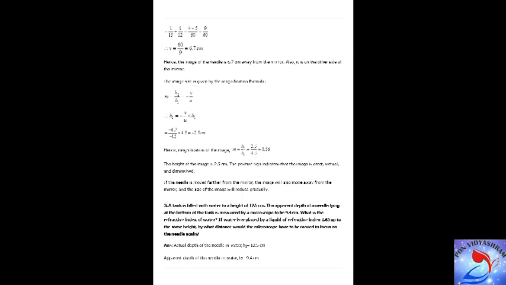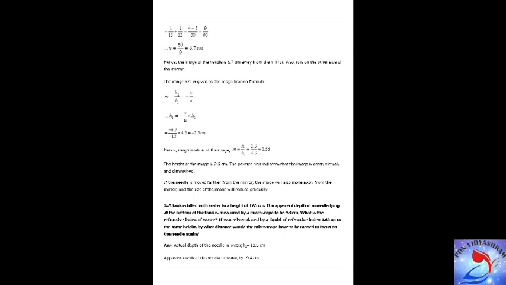A tank is filled with water to a height of 12.5 centimeter. The apparent depth of the needle lying at the bottom of the tank is measured by a microscope to be 9.4 centimeter. What is the refractive index of the water? So if we are going to see through the tank, we will be viewing the needle as if it is lying a little bit above, but that is not the original position. So that's the reason they have called it apparent depth, and we need to find the refractive index of the water. Then mu we have to find.